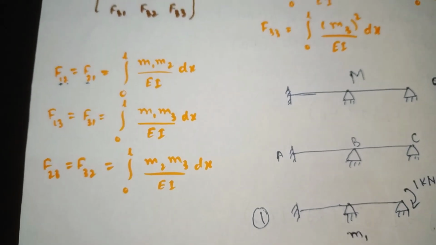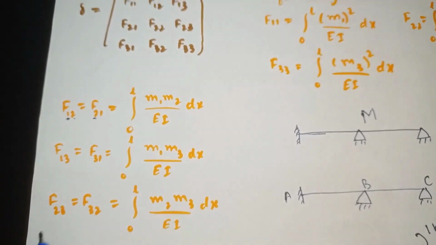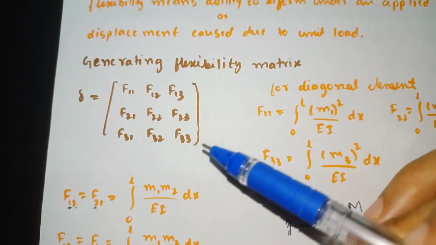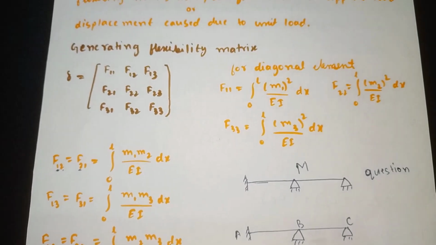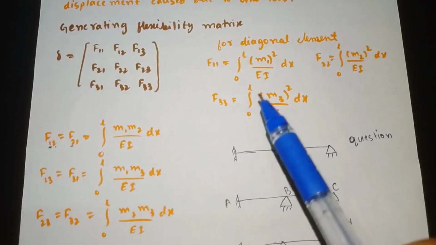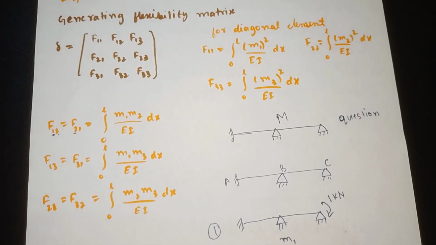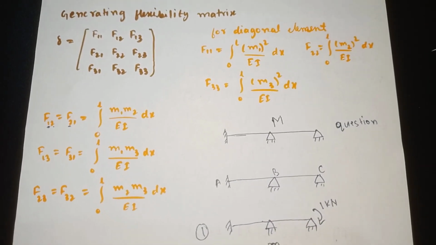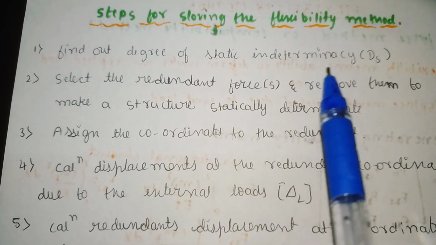So by using this formula you can calculate the flexibility matrix, and this is how we need to generate the flexibility matrix. Next we need to see the working procedure of flexibility. Step 1 is to find the degree of static indeterminacy, Ds.